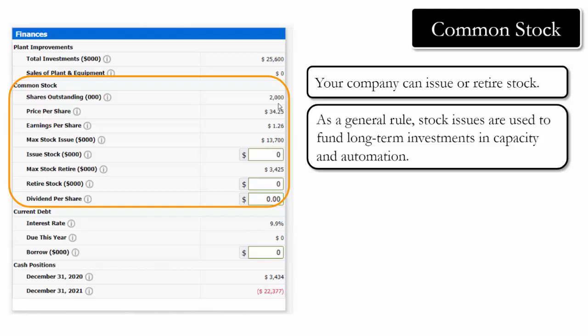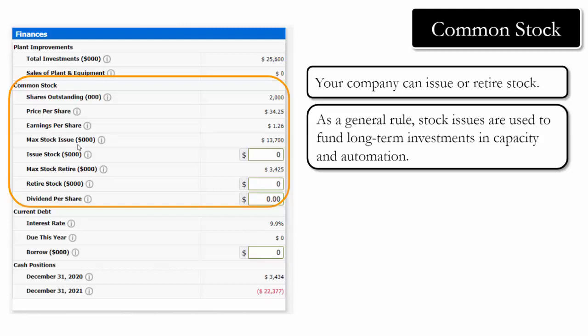At the start of the simulation, each company has 2 million shares outstanding. Price per share indicates the stock price as of yesterday's close. Stock will be issued or retired at this price. At the start of the simulation, each company's share price is $34.25. Earnings per share are this year's projected earnings per share, defined as pro forma profits divided by common shares outstanding. The simulation has not been processed, so we don't know our actual profitability. Remember that these are projected earnings per share based on the decisions that you have put into the simulation.